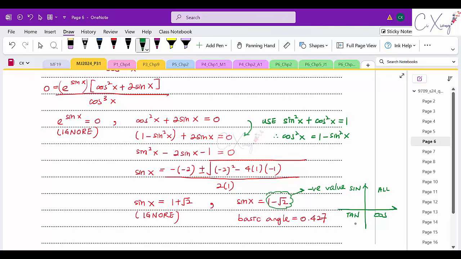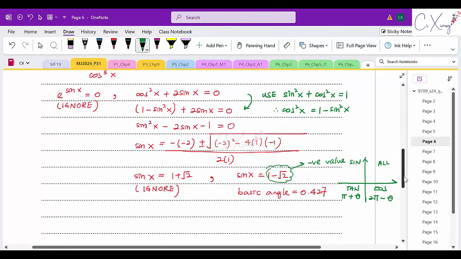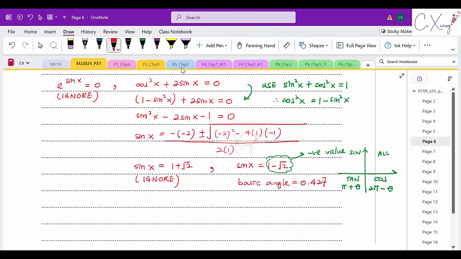How can I get the answer from the third quadrant? So basically, I have to take pi plus the basic angle. Then for the fourth quadrant, to get the answer from this quadrant, I have to take 2 pi minus the basic angle. Okay, so to get the value for x, I have to take pi plus the basic angle 0.427. So when I simplify it, I will have 3.57 radian.